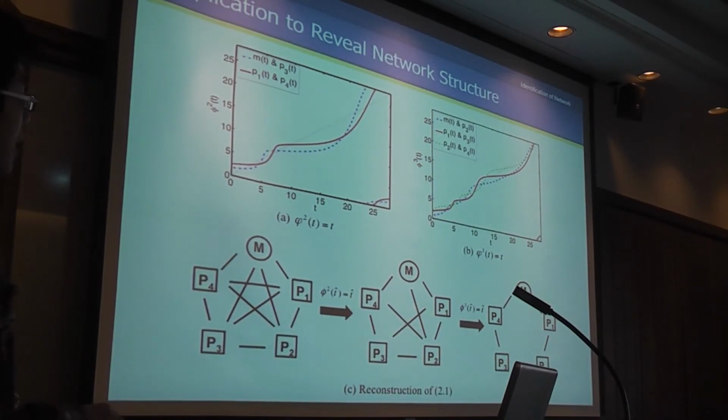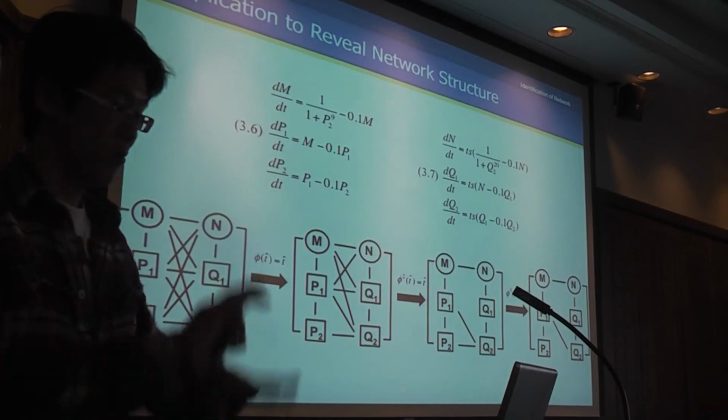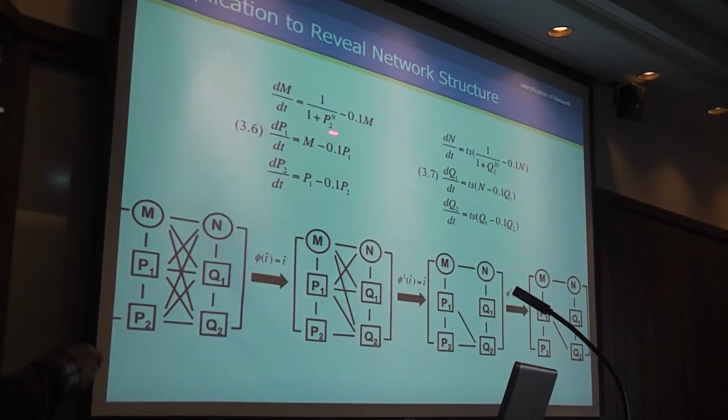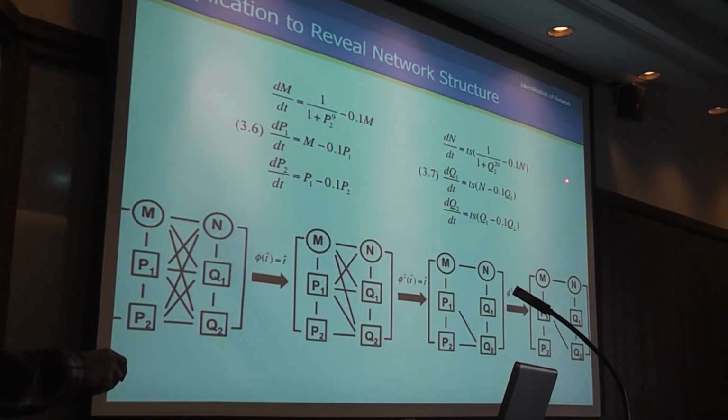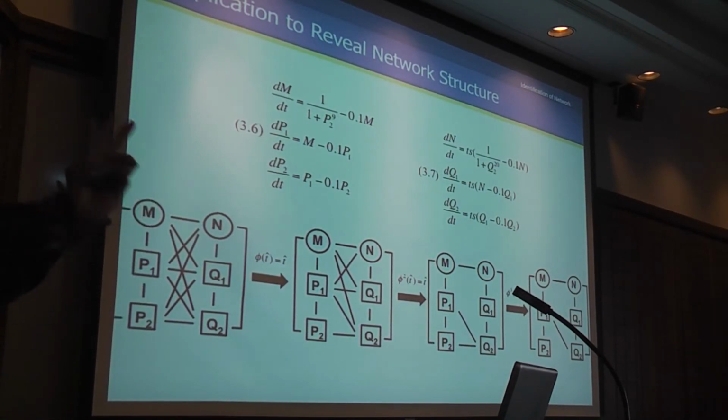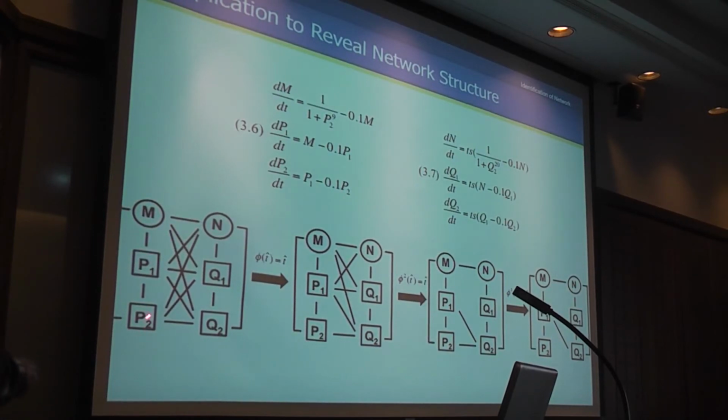So this is a single negative feedback loop. And what about 2 different systems? Now we have one negative feedback loop, and this is another negative feedback loop system. So they are kind of 2 independent oscillators. This left side is one network structure, and the right side is another network structure.